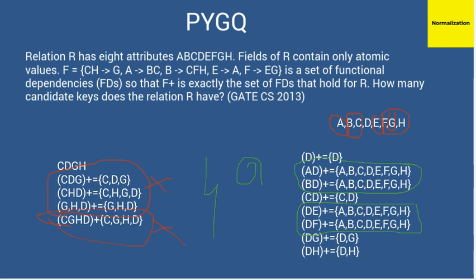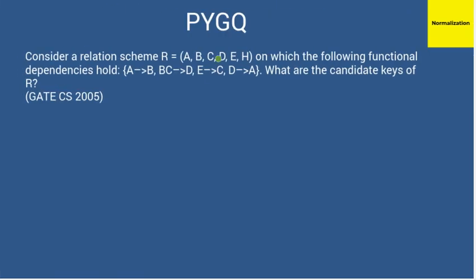So let's check the next one. Yes, it is also a similar question. It was asked in 2005. So find what the candidate keys of R are. Here you can have one candidate key or more than one candidate key. So let's try to find those. First of all, write all the attributes which are present: A, B, C, D, E and H. The first important thing is to find which are present on the right side, so mark all those elements.